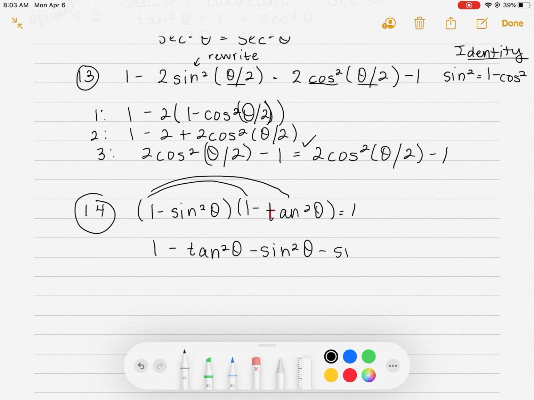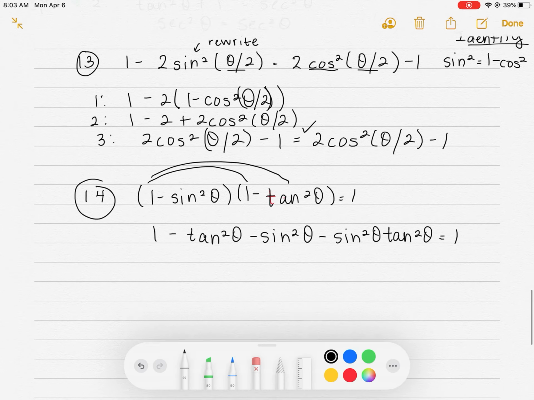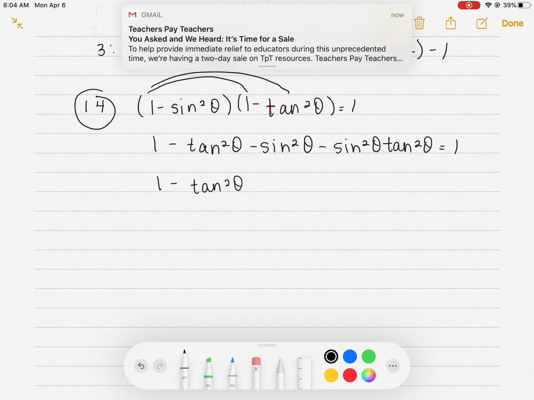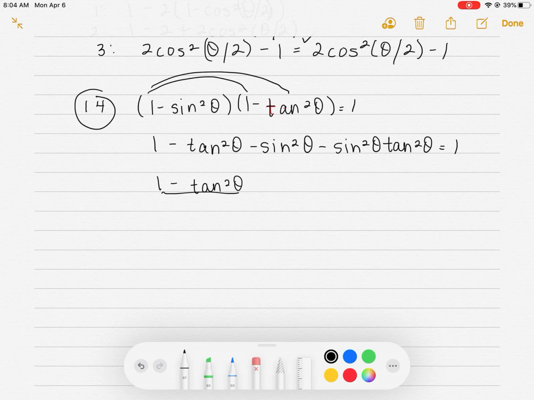And then I have minus sine squared of theta times cosine squared of theta. Or tangent squared of theta, excuse me. Is equal to 1. So I'm hoping all of this will cancel out. So I'm going to rewrite everything in terms of sine and cosine. So 1 minus the tangent squared of theta. Now I am going to keep in mind that this is a trig identity in case I need it. So identity here.